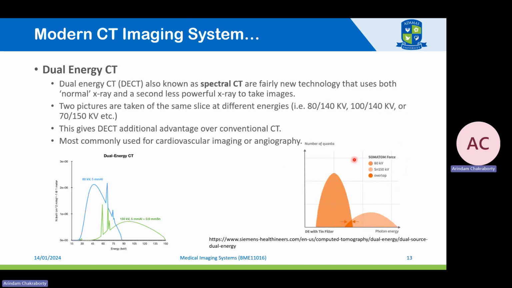And another important one is the application of dual energy CT. Unlike the dual source one, there is dual energy CT. To understand dual energy CT, we need to understand the basic energy spectrum of a CT. So the energy spectrum of an X-ray.